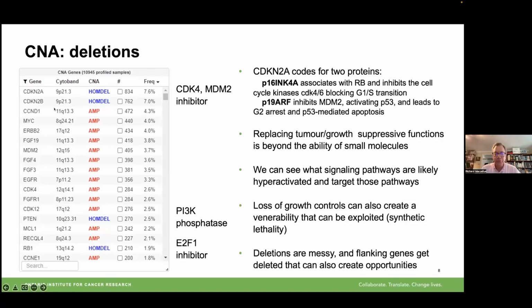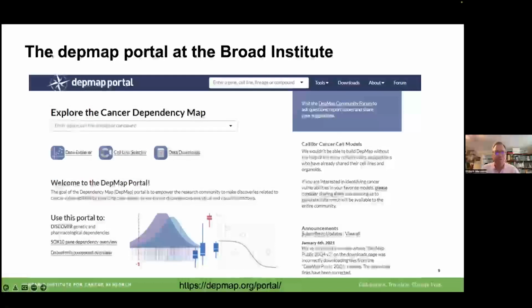So instead of doing an actual isogenic screen here, I'm going to show you a bioinformatic way that we will use. So if I go into, next slide. If I go into what you've heard many times now, the DepMap, an extremely useful tool.